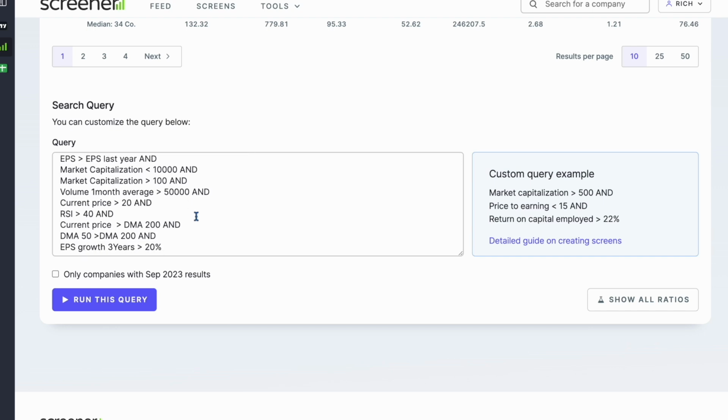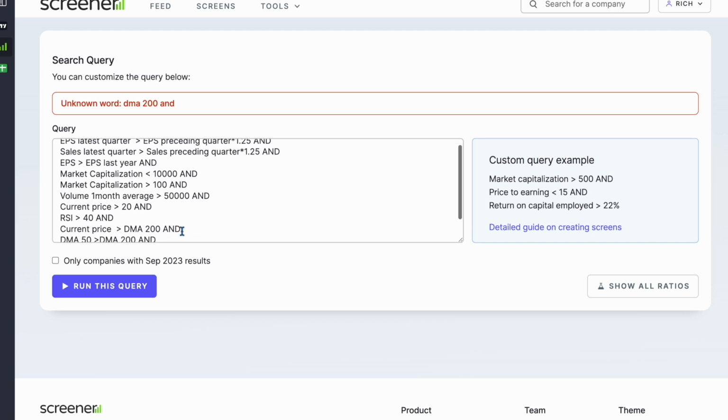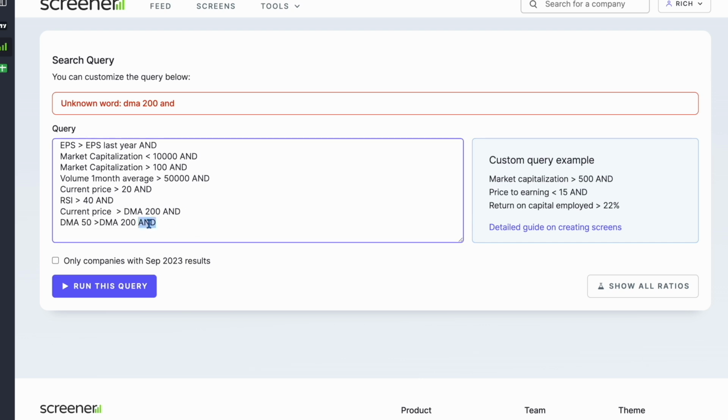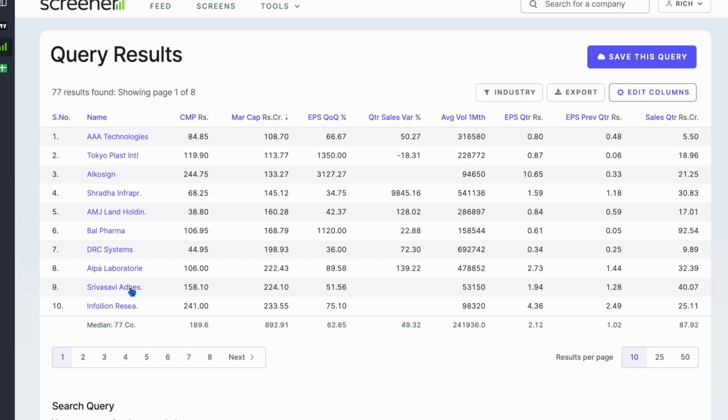Although I've already done the work for you, what you can still do is, let's say you remove this from here and you run this query. Now see how many companies you will have. When the last query is there, you just remove the and as well. Press run, and now you are getting 77 companies. So that is another way to expand your search results.